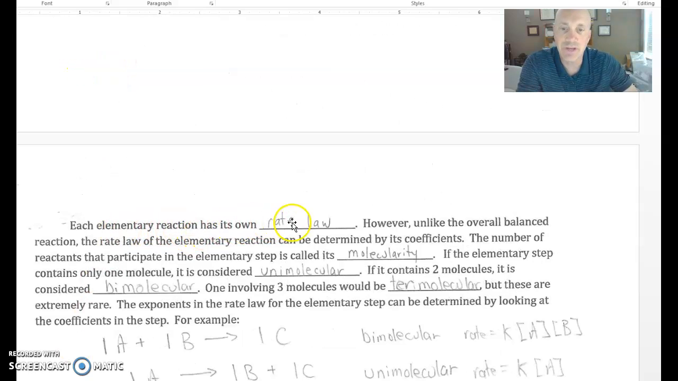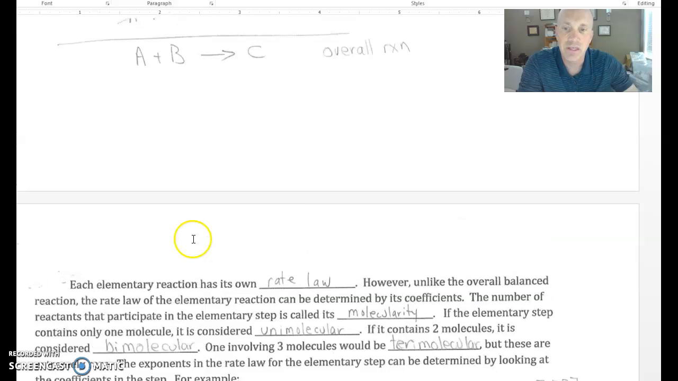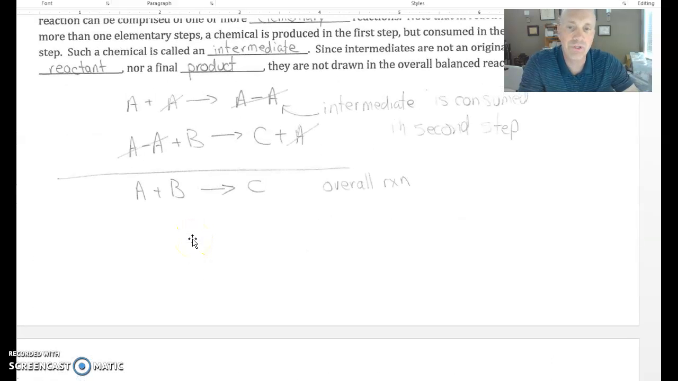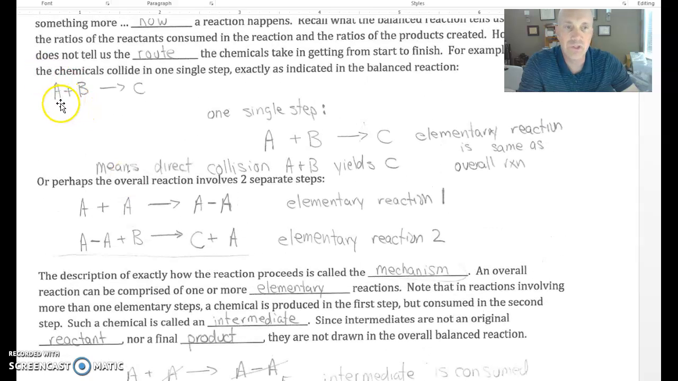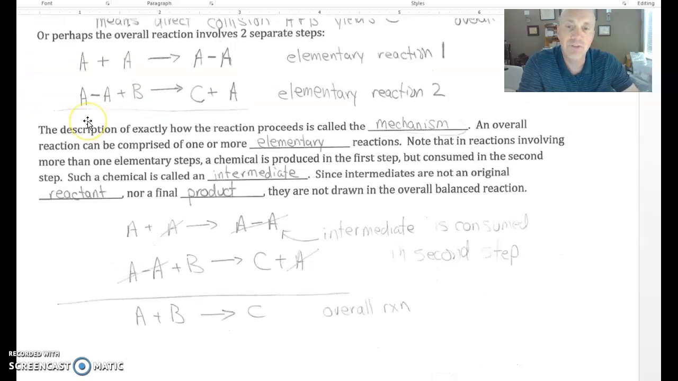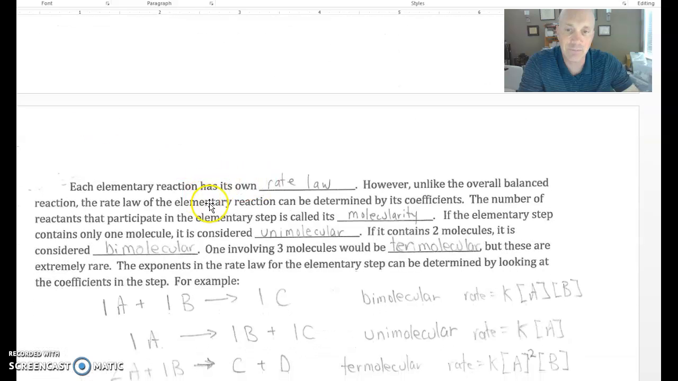So each elementary reaction has its own rate law. And one thing that's different about an elementary reaction versus an overall reaction is back when we were talking about kinetics, we said that to determine a rate law, we couldn't do it by directly looking at the coefficients in the overall balanced reaction. But if you're talking about the rate law of an elementary reaction, all right, which is going to be one of the specific steps in the overall reaction, you can do that by simply looking at the coefficients.